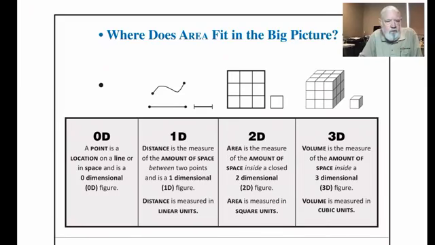Here we go. So before we get into the details of area, the formulas and all those things, I'd like to give you a perspective as to where area fits into the big picture of geometry. So the first element we have here in our chart is a point. And a point is zero-dimensional, which means it has no length, no width, and no depth. So that's our basic element in geometry.